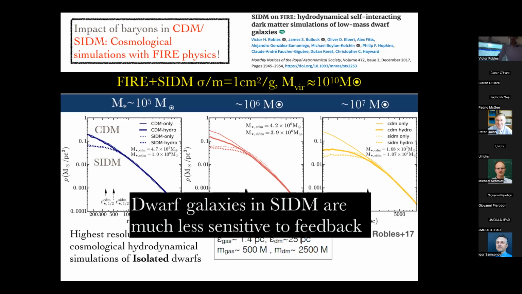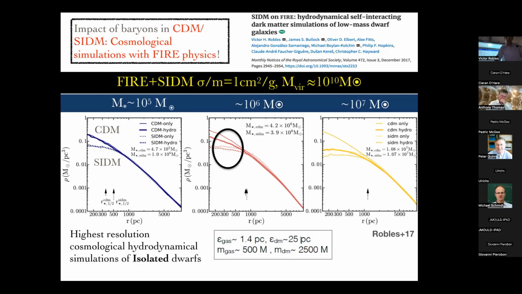So one of the things that this is telling us is that dwarf galaxies in self-interacting dark matter, even with the FIRE physics, are actually much less sensitive to all these processes they are undergoing, in particular the feedback. So you can actually think of these a different way.